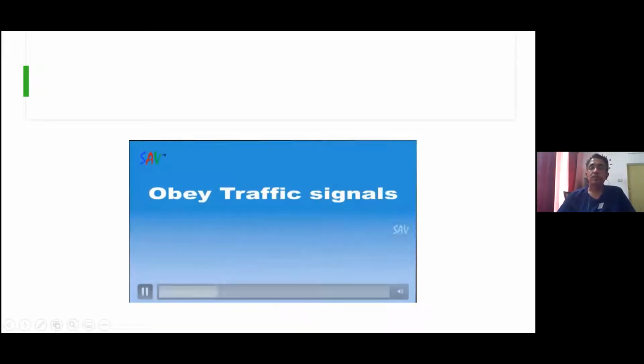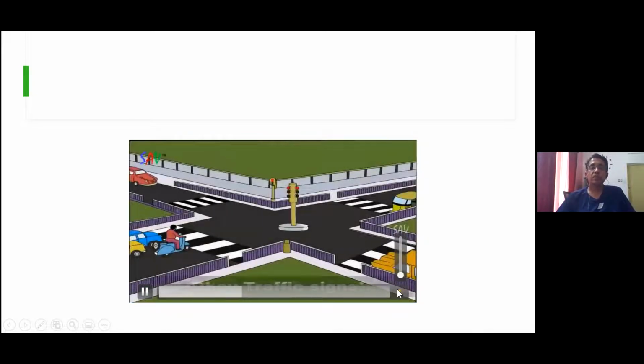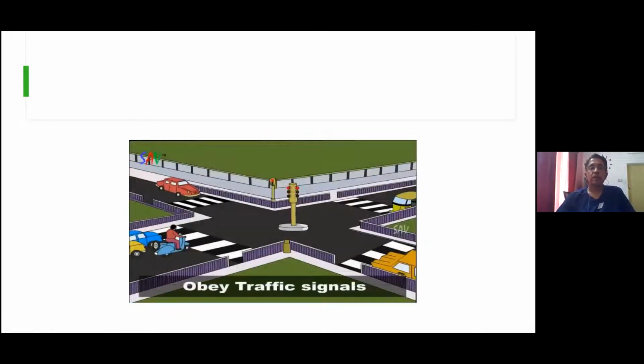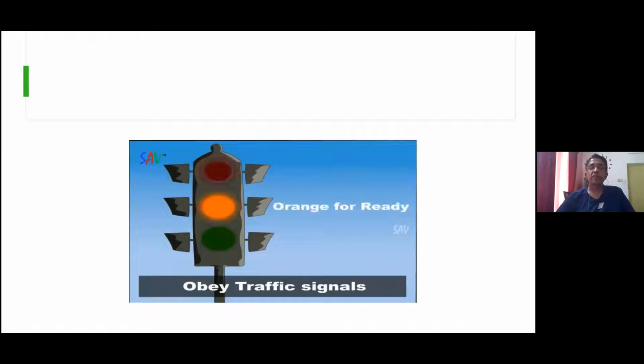Obey traffic signals. So in this, you can see where we all have waited at traffic lights. If it is red, we stop. If it is orange, we start getting ready to go. And if it is green, we start going.